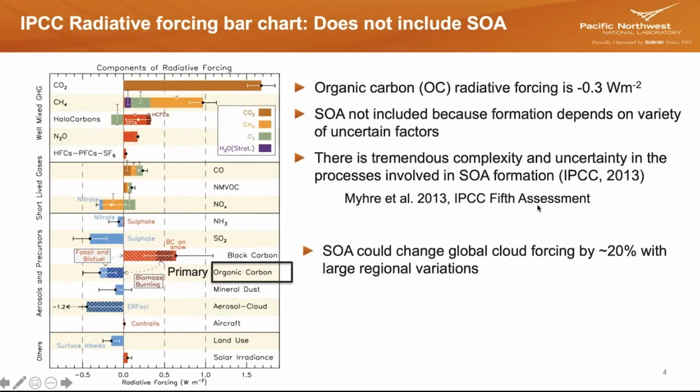And this is a quote from the IPCC fifth assessment, that there is tremendous complexity and uncertainty in the processes involved in SOA formation. So SOA was not included on this bar chart. In this talk, I'm going to show some of our work in the E3SM model, and what it means for the direct radiative forcing. But even the interaction of SOA with clouds can be a key uncertain component, and that could change the global cloud forcing by 20% with large regional variations. And that has to do with the understanding of SOA processes and how well they are represented in the models.